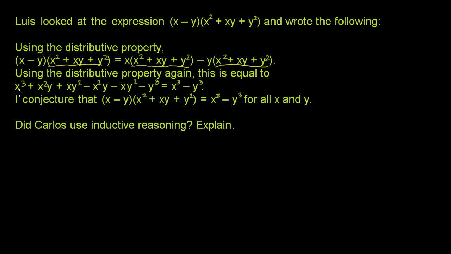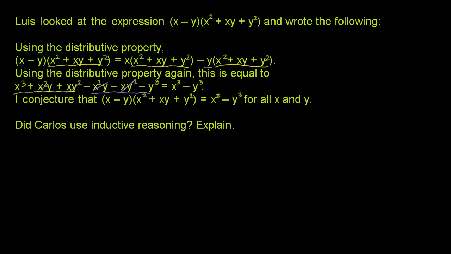Then he says, using the distributive property again, this is equal to, so then he distributed this x into that and got all of the first three terms here. He distributed the y over here, and he got these three terms. And then he saw that this term, x²y, cancels out with the minus x²y, and the xy² cancels out with the negative xy². And he saw that it equals x³ − y³.